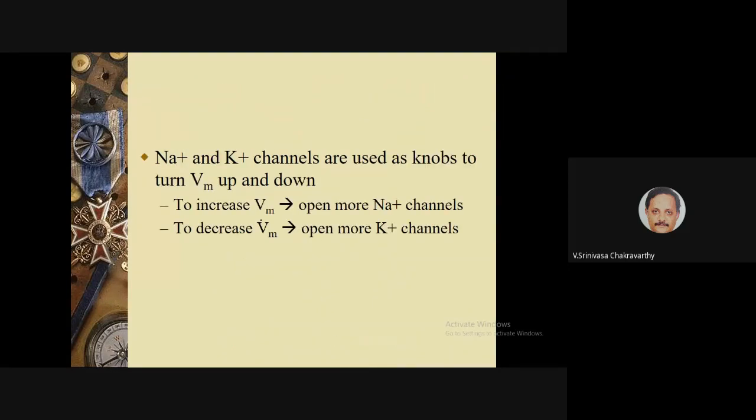Okay, so what we understand by the simple, loose arguments is that if you want to increase Vm towards positive values, open more sodium channels, and if you want to decrease Vm and keep it close to -70 or take it even lower than that, open more potassium channels. So basically, sodium and potassium channels act like two knobs by which I can increase and decrease the membrane voltage.